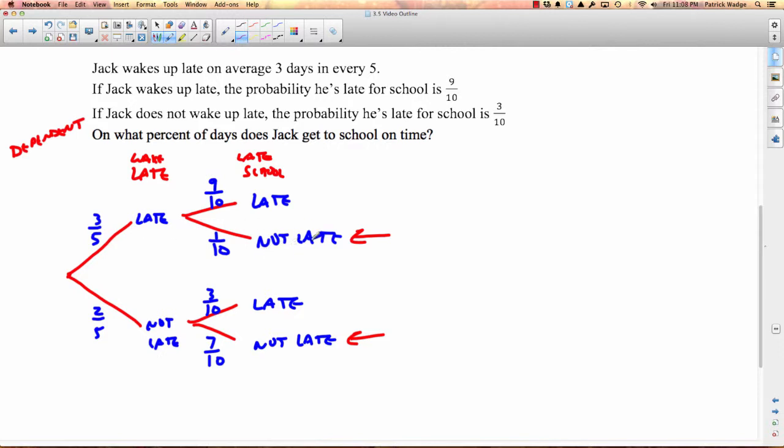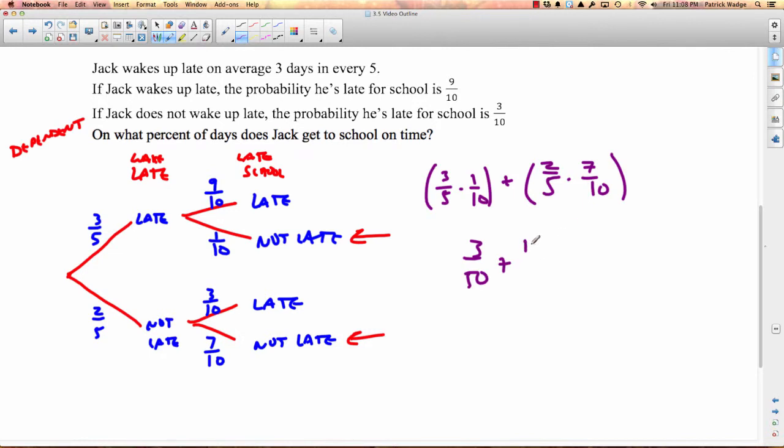Now, in order to get here, you had to do late and not late. So you're doing 3/5 times 1/10. Very similar to what we did above. Or the other way you could be not late for school, or that's a plus, is you could be not late waking up. We like that. And you could be not late for school. We like that too. Here we go. 3 times 1 is 3. 5 times 10 is 50. Plus 2 times 7 is 14. 5 times 10 is 50. Add them together, you get 17 out of 50.